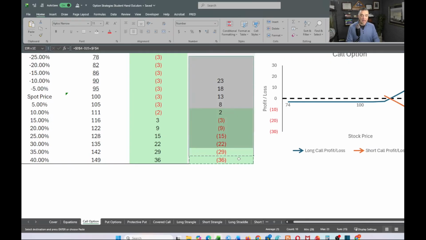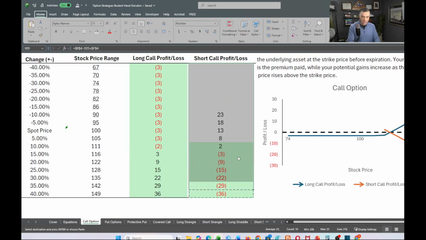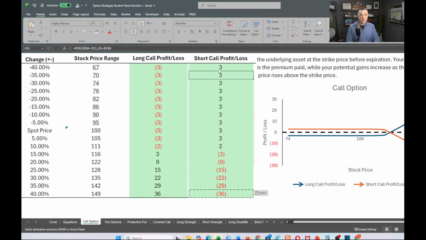So I'm going to copy that. I'm going to have it go all the way up here. Hit Alt ESF. Let's copy that in. See, the most the seller can make is $3, and the minimum function gives us that ability.